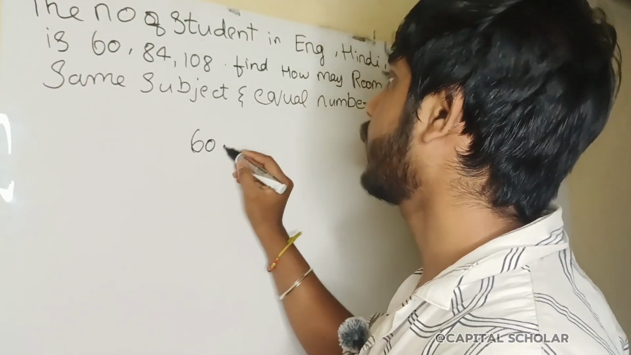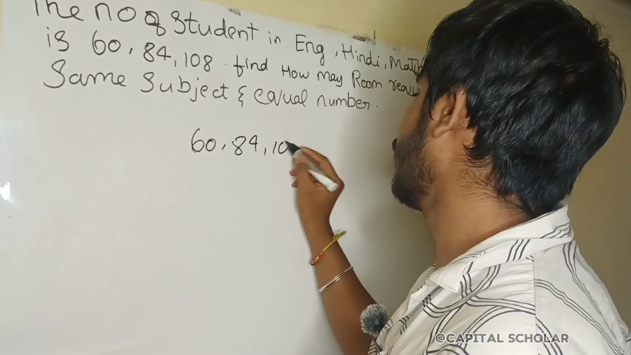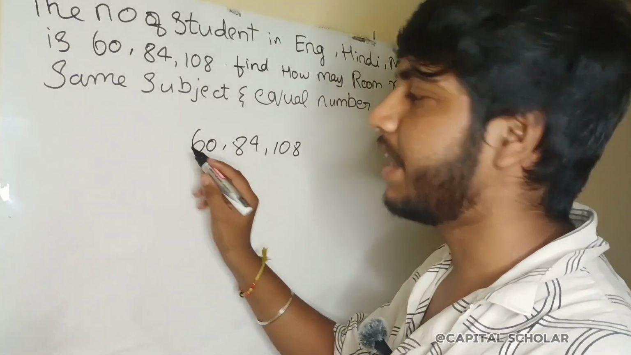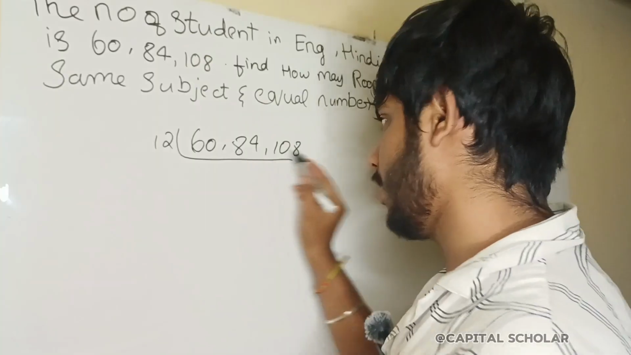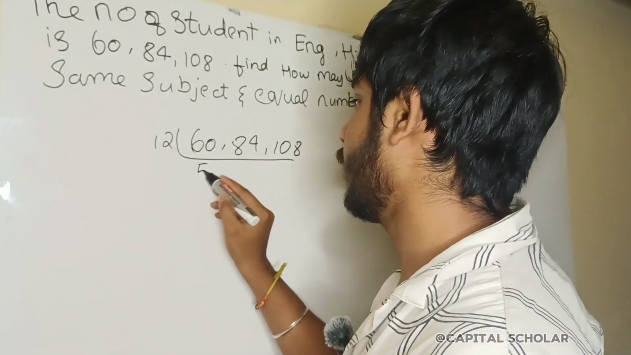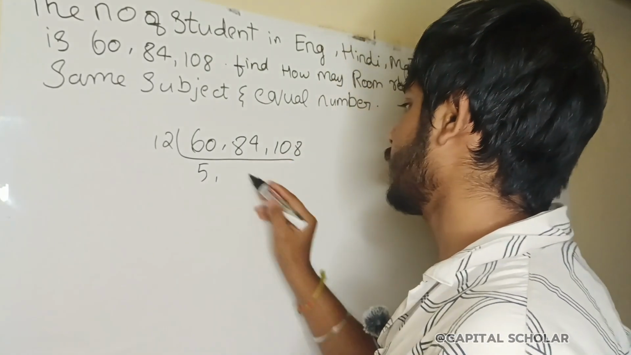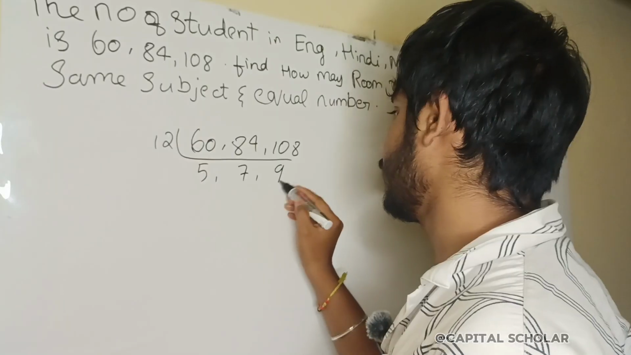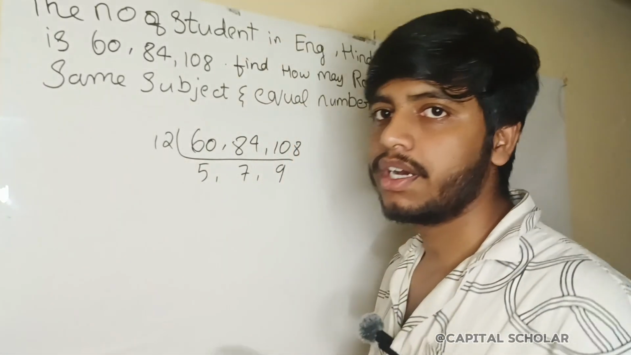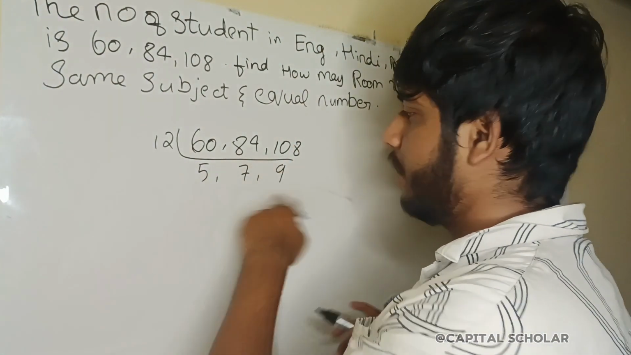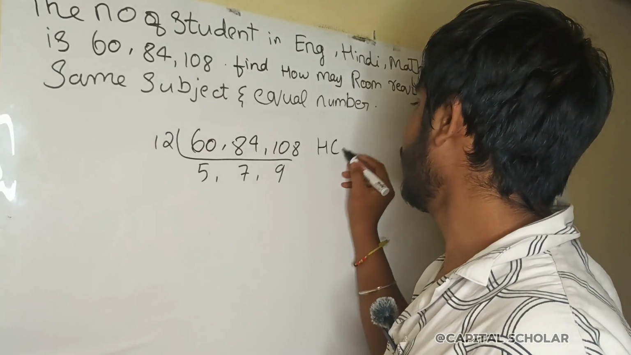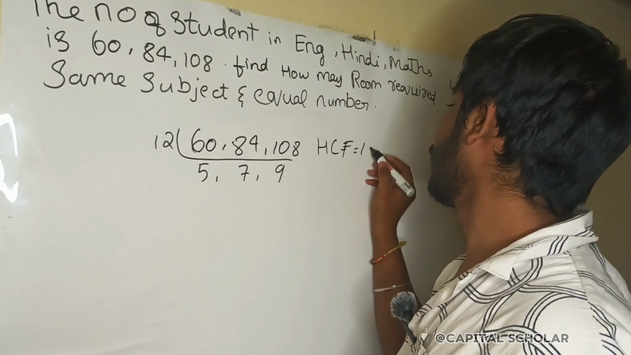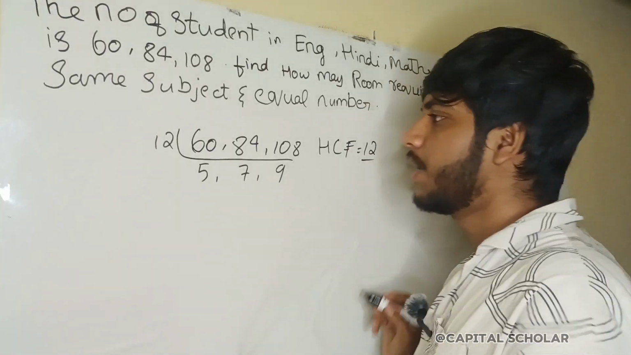So 60, 84, 108. If we take the HCF of this, 12 will be divisible by all these 3 numbers. 12 5s are 60, 12 7s are 84, 12 9s are 108. So apart from 1 or itself, this number cannot be divided by any number. So the HCF will be 12. Okay, HCF will be 12.